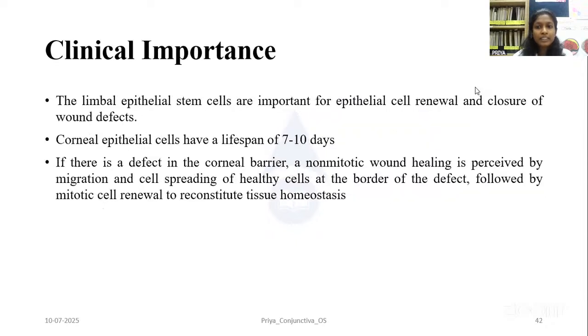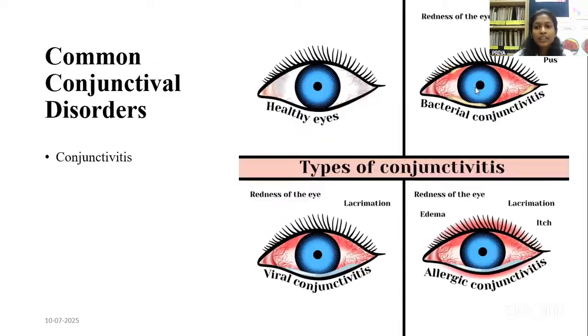Clinical importance. Loss of these cells results in persistent epithelial defect, vascularization, and vision loss. Early diagnosis and intervention are critical. Common conjunctival disorders. Some common disorders include conjunctivitis, pterygium, pinguecula, and conjunctival neoplasia. Their diagnosis depends on a sound understanding of conjunctival anatomy.